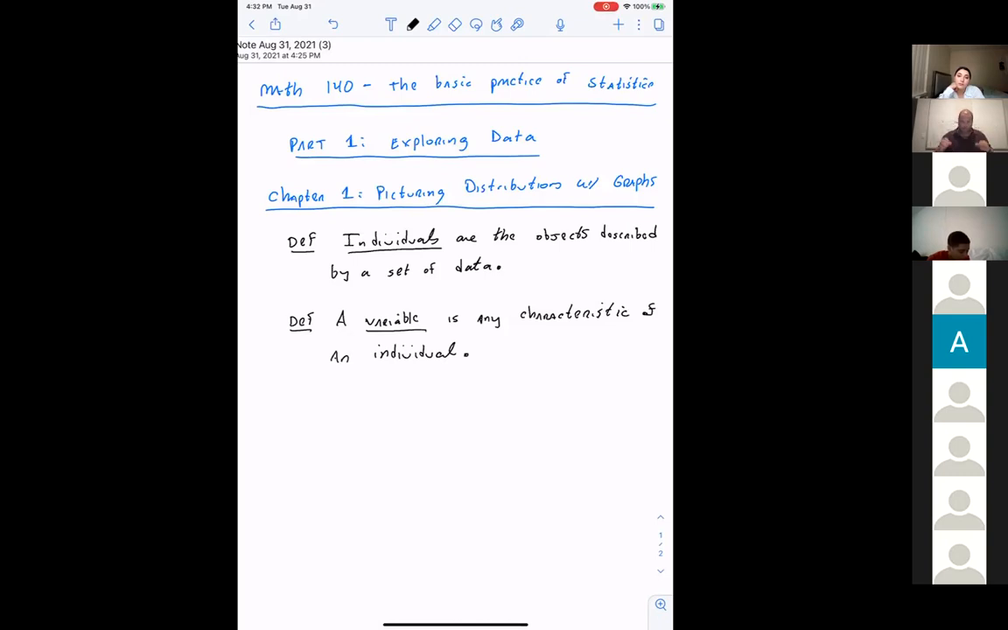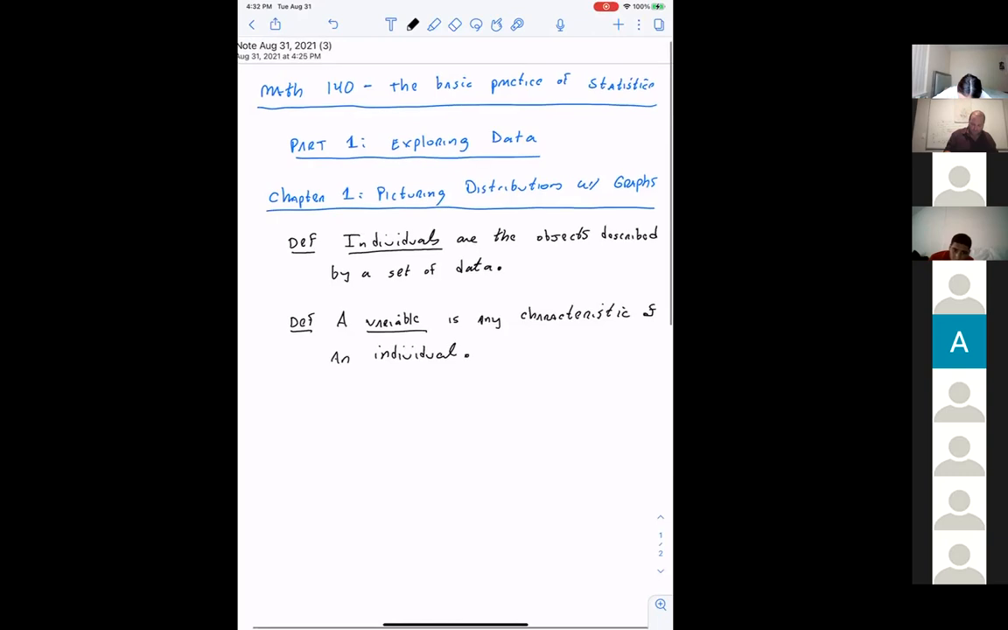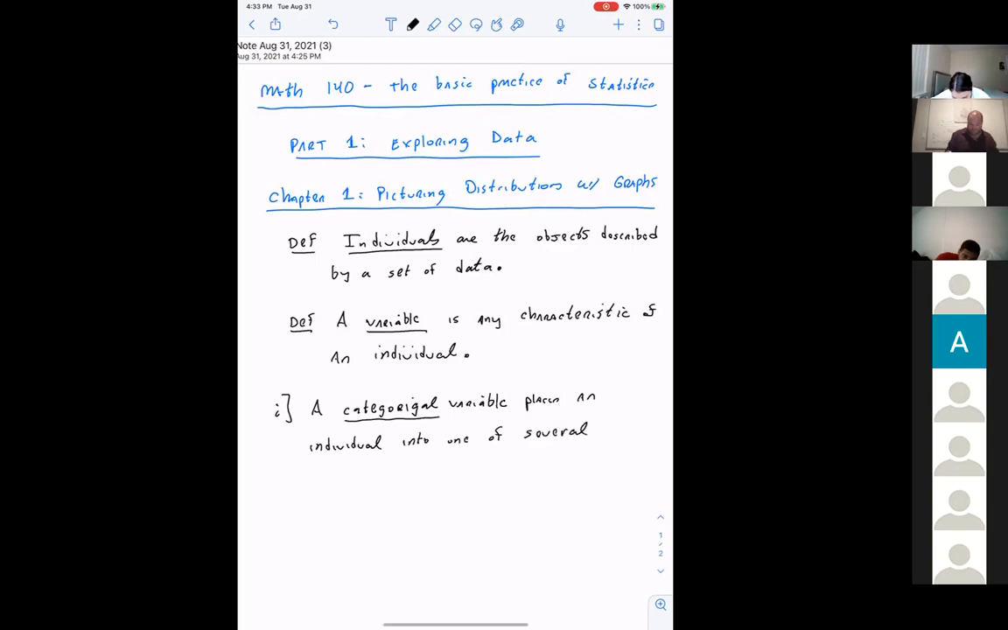The variables themselves fall into two categories. So variables fall into two categories. Category one is what is called a categorical variable. A categorical variable places an individual into one of several categories.